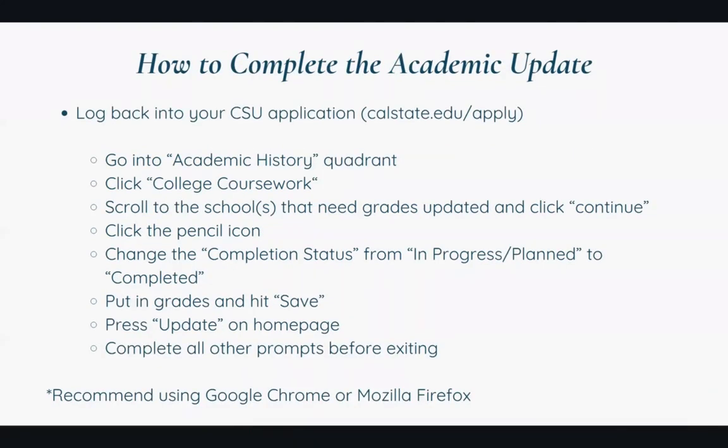To complete the academic update, you will first need to log back into your CSU application. This will be at calstate.edu/apply. You will go into the academic history quadrant, click college coursework, scroll to the school or schools that need grades to be updated, and click continue. You will then click the pencil icon and change the completion status from in progress or planned to completed. You will enter in the grades and hit save. Press update on the home page and complete all other prompts before exiting. We recommend using Google Chrome or Firefox.